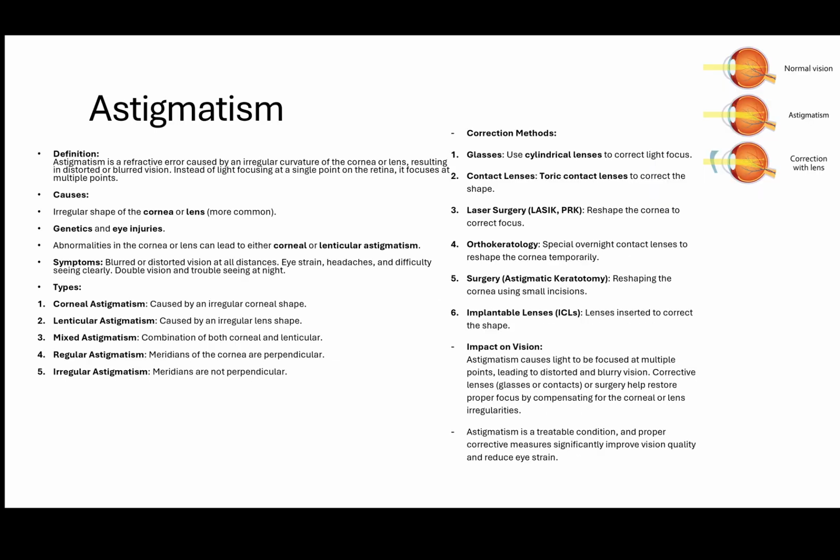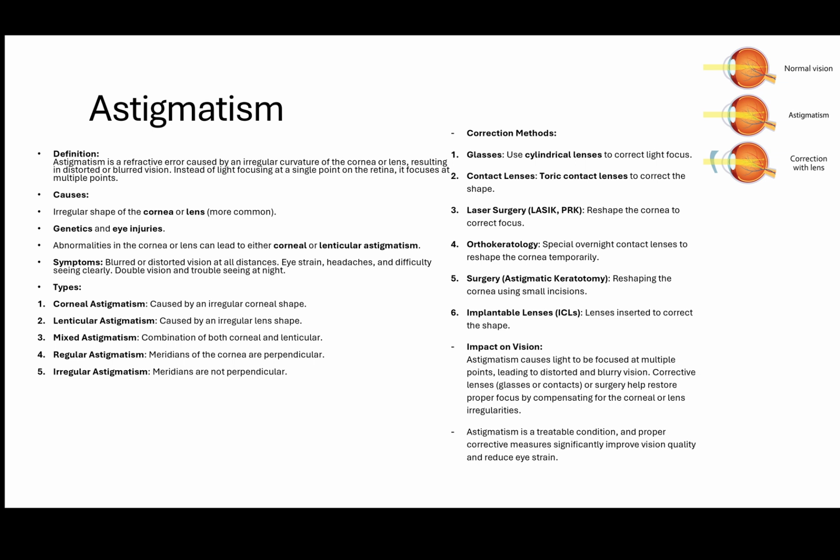Astigmatism now. It is a refractive error caused by irregular curvature of the cornea or the lens, resulting in distorted or blurred vision. So instead of light focusing at a single point on the retina, it focuses at multiple points. So we end up having diffraction when light splits up into multiple different rays. It causes multiple regions of light within the eye.